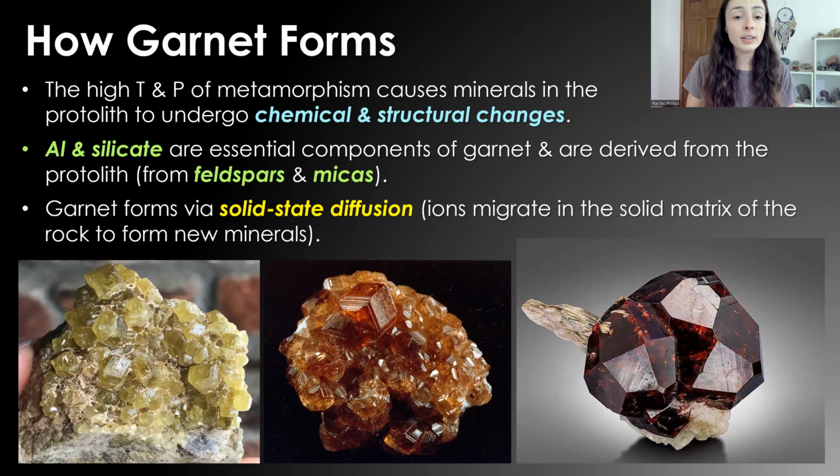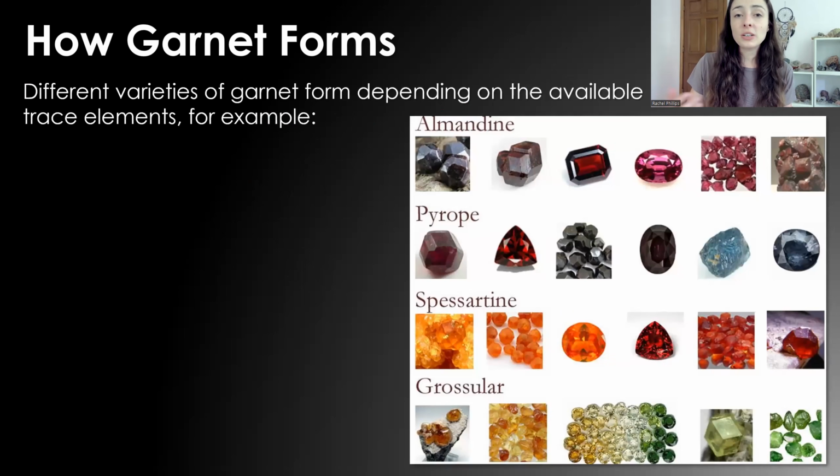And this is why some of the minerals like feldspars and micas can undergo transformation and their ions can kind of combine or react in some ways to form different garnet varieties. And the garnet varieties or colors are just dependent on the available trace ions, trace elements.